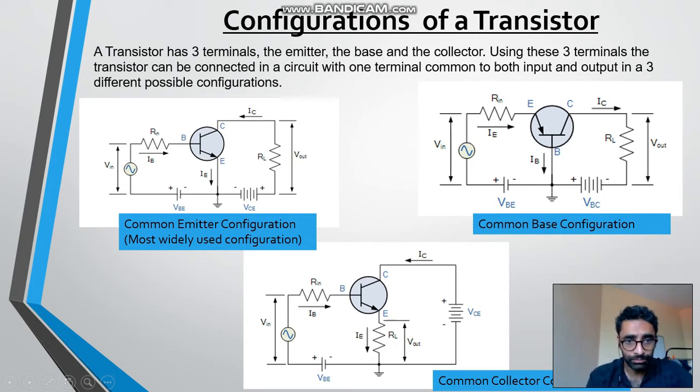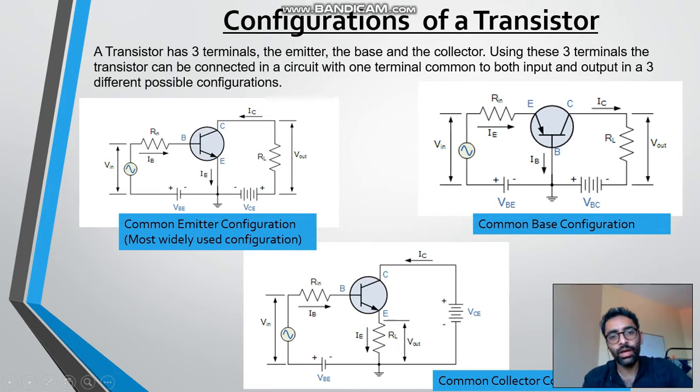And similarly, when you have a look at the output side, you see that the output voltage has been taken between collector and emitter, and there is a load resistance RL, and there is a DC voltage applied at the output side, VCE, while on the input side it is VBE, right?